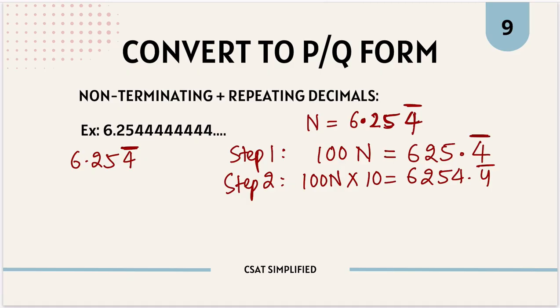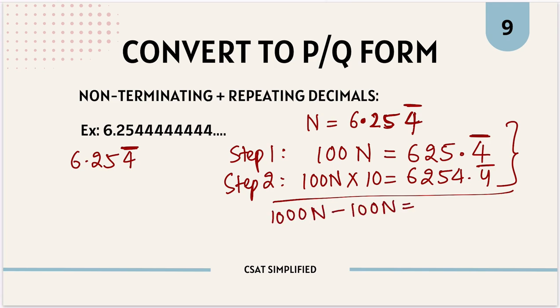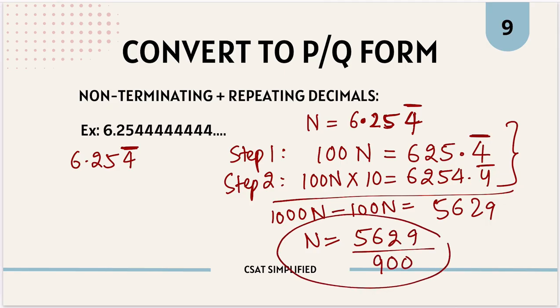Now does this question look similar to the last part? Yes. So in the last part, subtracting the first from the second, you have 1000n minus 100n is equal to, in this case, 6254 minus 625. So what are we left with? We are left with 5629, and if you do the further calculation, 5629 divided by 900, and this is in the form of P by Q. I hope it is clear.